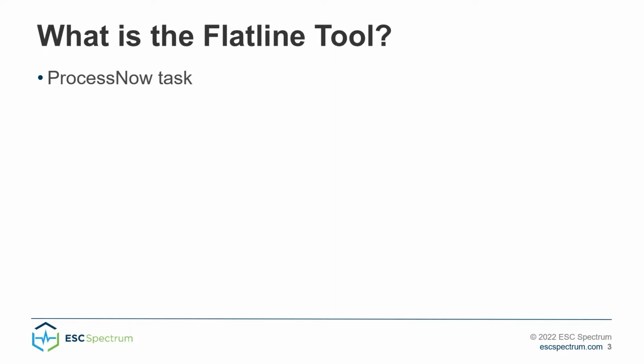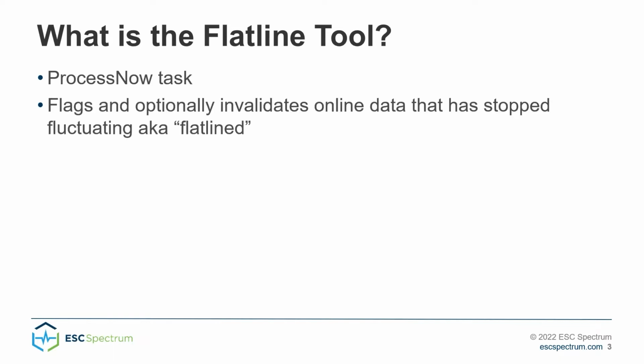So what is the Flatline tool? It is a ProcessNow task. It runs through any ProcessNow sequence that you want to add it to, and it flags and optionally invalidates online data that has stopped fluctuating, also known as flatlined. When data stops fluctuating, it's an indicator that there's some sort of issue with analyzing that live process gas. And so we want to make sure that we are flagging that data appropriately and also letting you know that there is an issue with it by alarming.